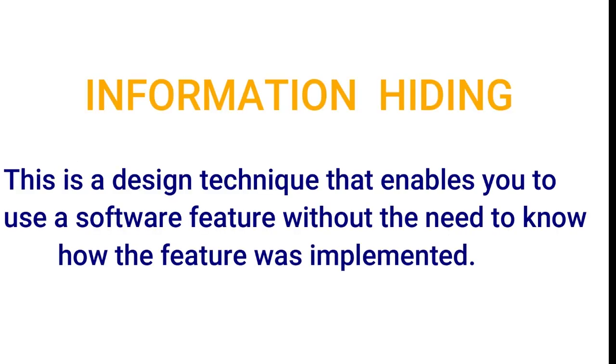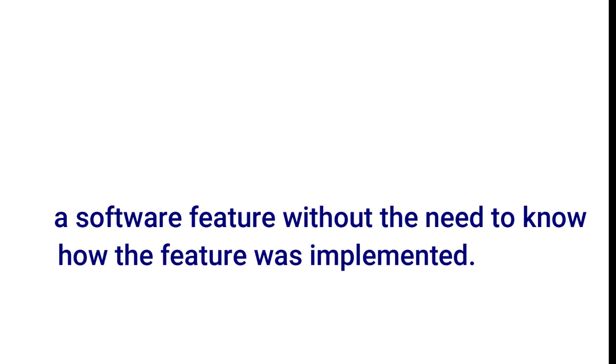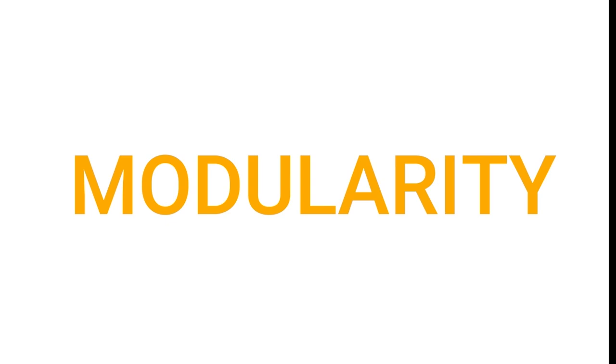Then this takes us to the next one, which has to do with information hiding, guys. What is information hiding? Information hiding is a design technique that enables you to use a software feature without the need to know how the feature was implemented. You can just use software without knowing how its features are fully implemented.